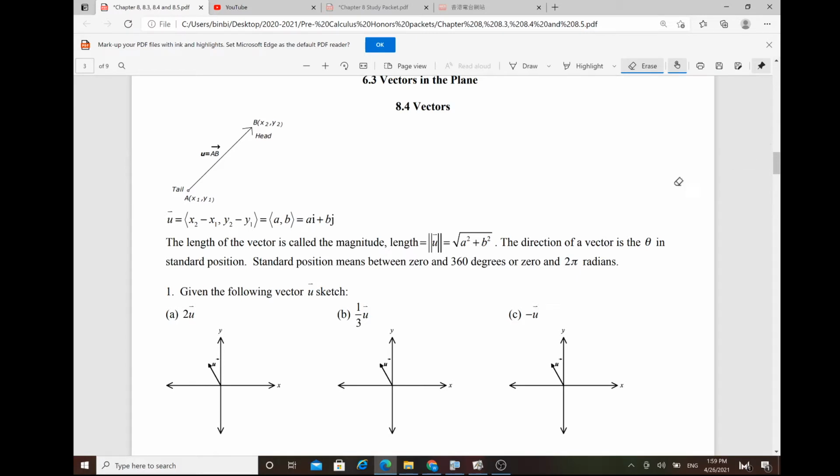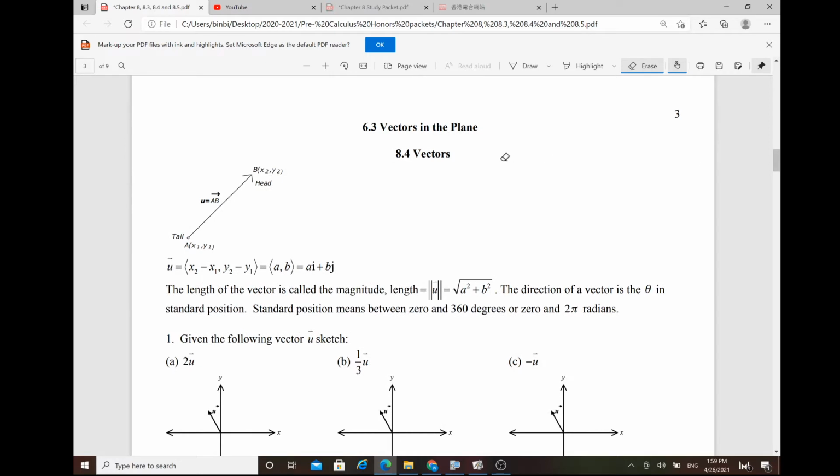So this one, I just want to talk about 8.4 today. This one, 6.3, Vectors in the Plane, is the same as section 8.4, Vectors. So let's talk about vectors for the introduction.